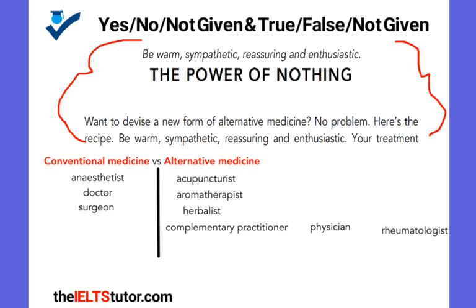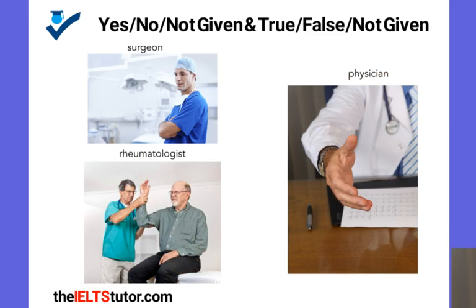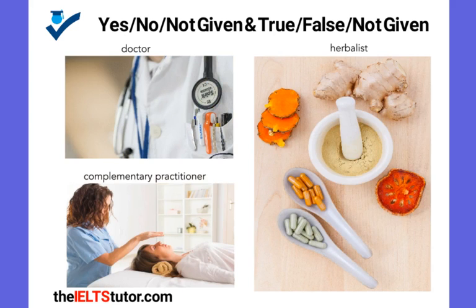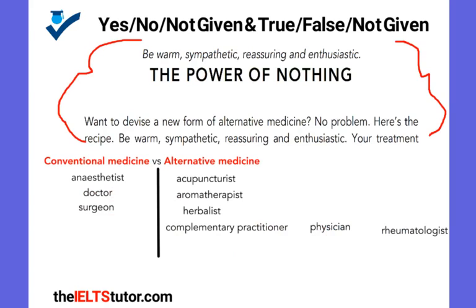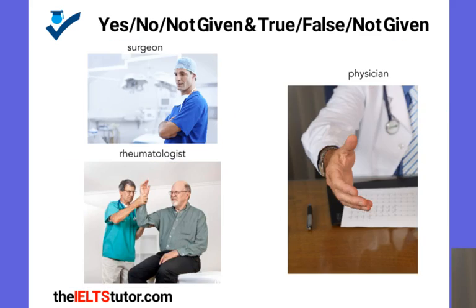And then we have the physician, which is a doctor, especially one who is a specialist in general medicine. So, obviously, this person practices conventional medicine. And then we have a rheumatologist. Let's take a look at the picture of a rheumatologist here. Now, what can you understand from that picture?